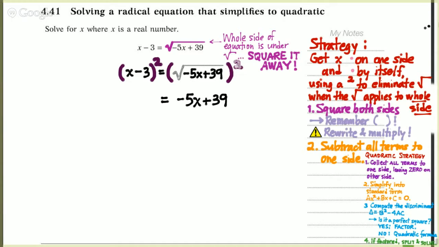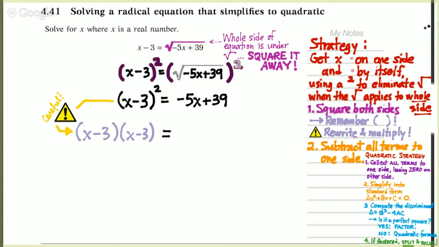But on the left-hand side, we have the quantity (x - 3) squared. Again, do not forget those parentheses. We're squaring that entire expression. And because we're squaring that entire expression, we want to avoid the most common mistake, which is to try to distribute the power across addition or subtraction, which is illegal. Instead, rewrite it as a product. (x - 3) squared is (x - 3) times (x - 3).